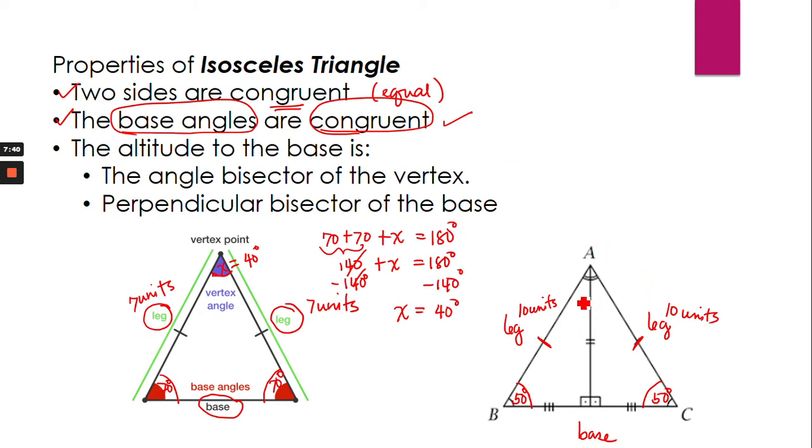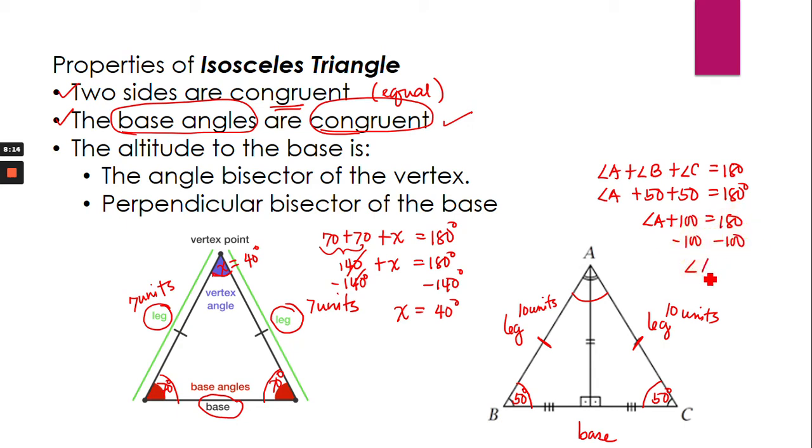Now, how do we get the measure of angle A? Again, the sum of the three angles in a triangle is always 180. So therefore angle A plus angle B plus angle C is equal to 180. We are looking for the measure of angle A. We know that angle B is 50, plus 50, is equal to 180. Angle A plus 100 is equal to 180. Subtract 100. Angle A is equal to 80 degrees. So angle A is equal to 80 degrees.